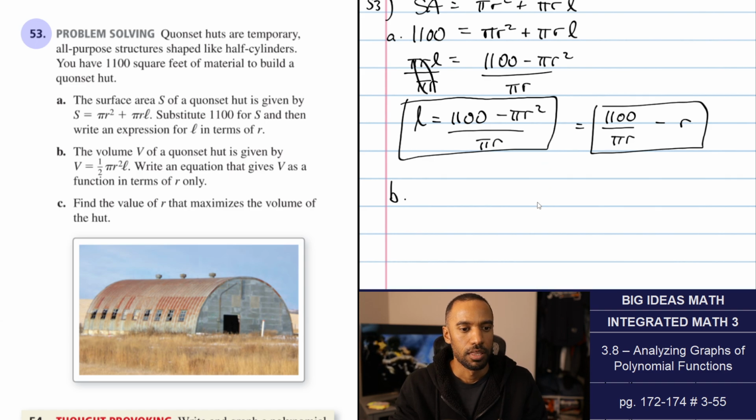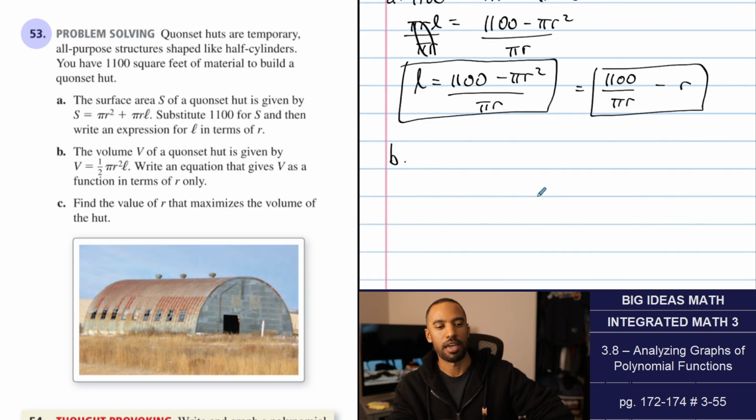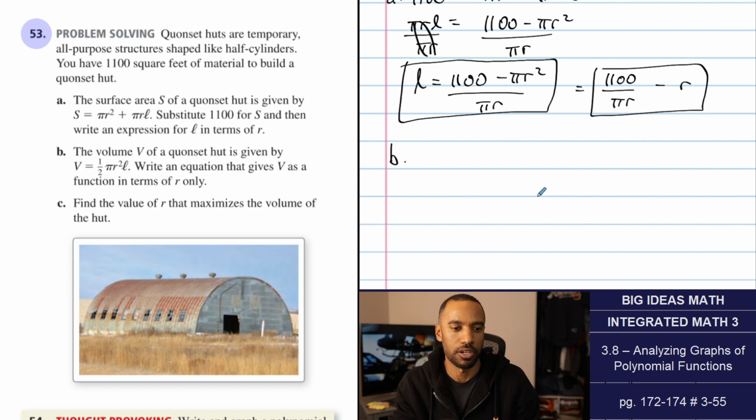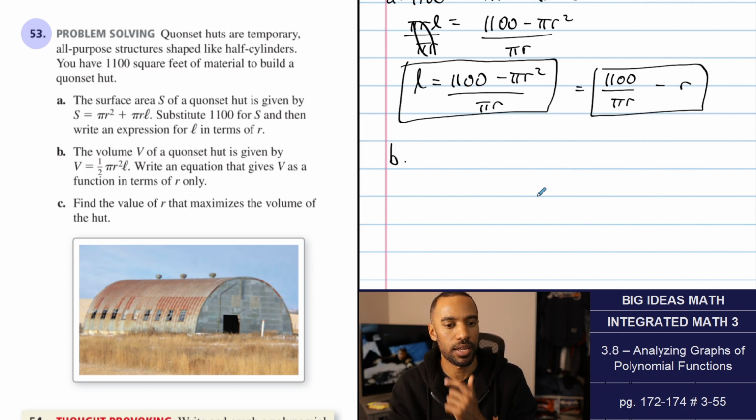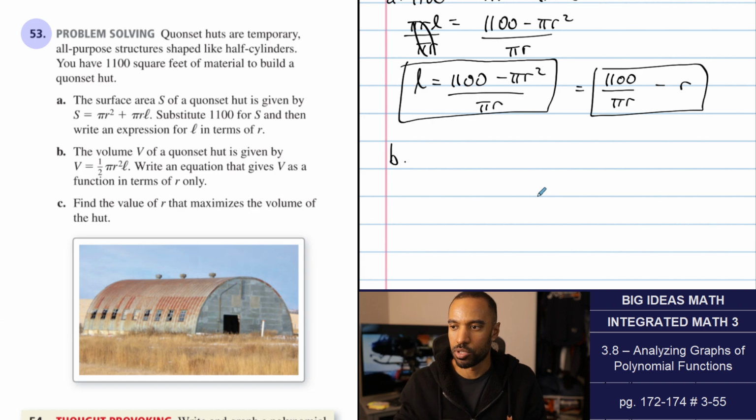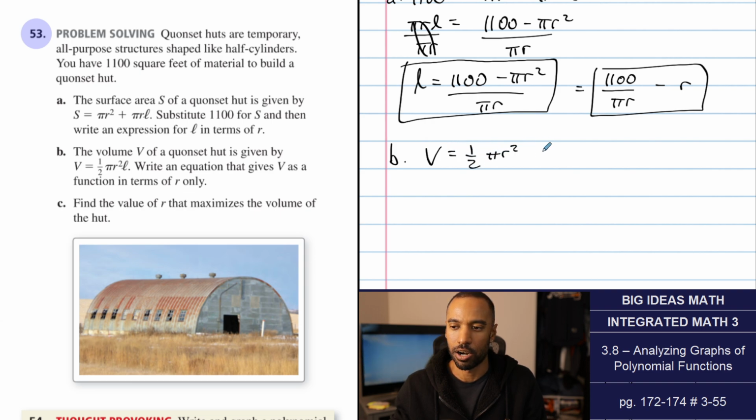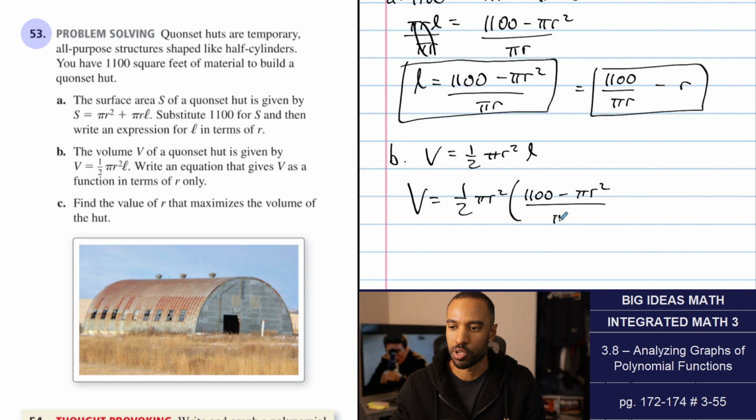Part B. The volume V of a Quonset hut is given by volume equals 1/2 pi r squared times L. Write an equation that gives V as a function in terms of R only. So this is one where I've got to decide which one I prefer more. I guess the common denominator. V equals 1/2 pi r squared times L. We're going to substitute this in for L. So V will equal 1/2 pi r squared times 1100 minus pi r squared all over pi times r.